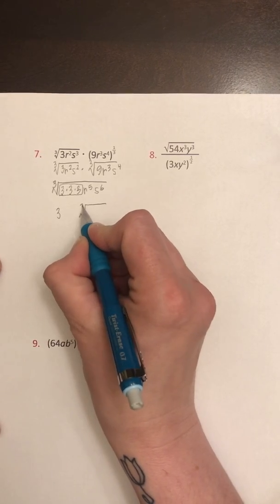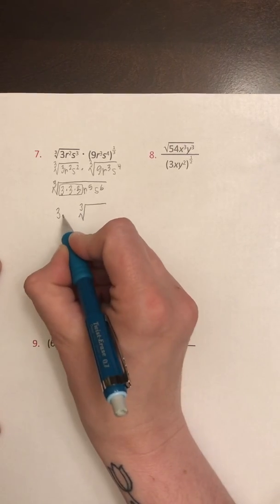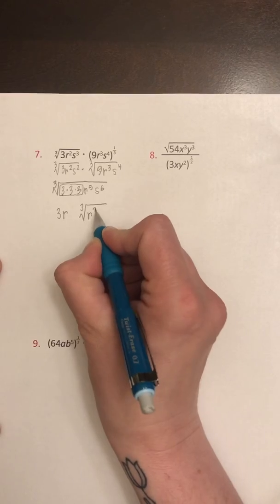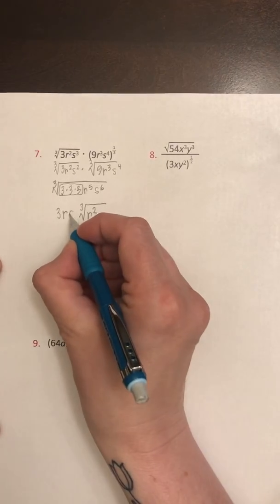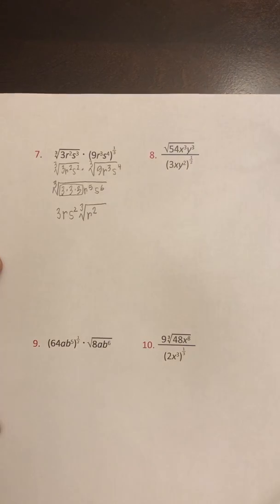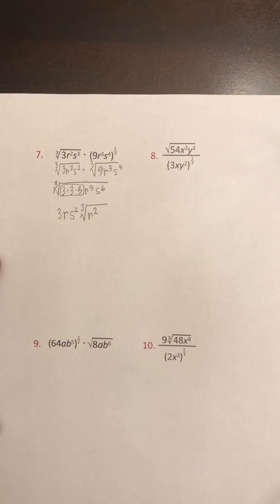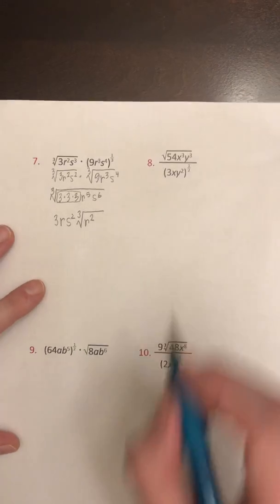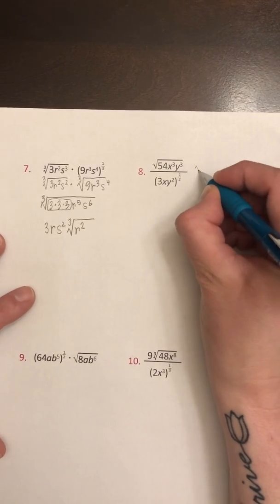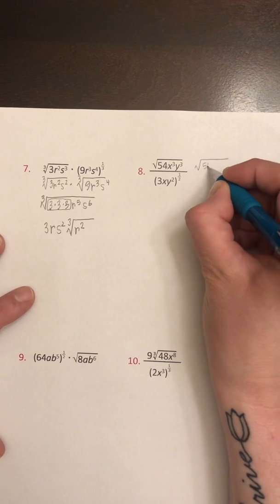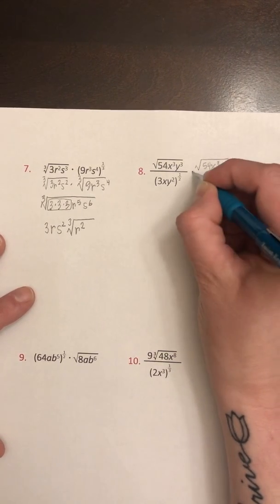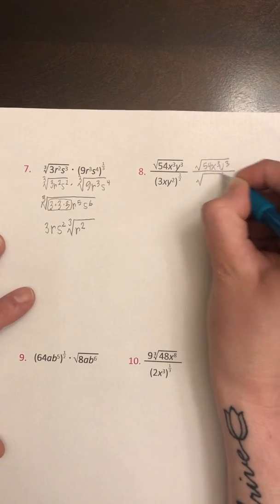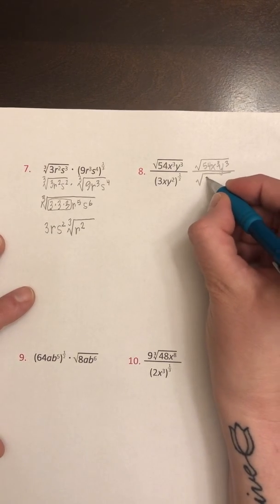Let's look at the variables. R to the 5th, that means I can take 1 out but leave 2 underneath the radical. S to the 6th means that I can take 2 out and none are left underneath the radical, and because our index is odd, we don't need to worry about absolute value bars. Number 8, I'm gonna do the same thing. First rewrite so that they both have radicals. So in the denominator, my index is a 2.